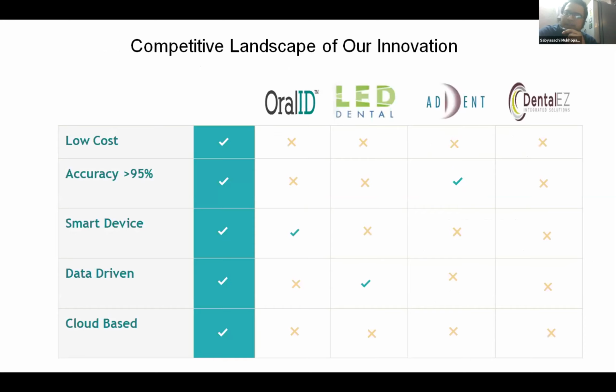And this is the competitive landscape, which is very, very important to show how your innovation is better than all the existing products in the market. In terms of low cost, accuracy, smart device, data-driven and cloud-based approach, we are providing an optimized solution in comparison to our competitors.